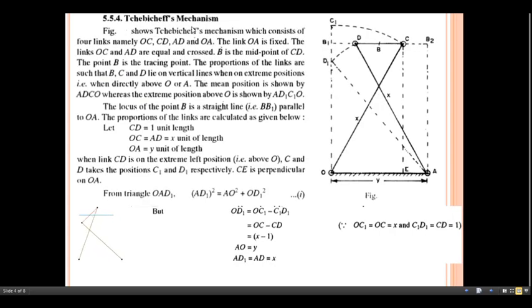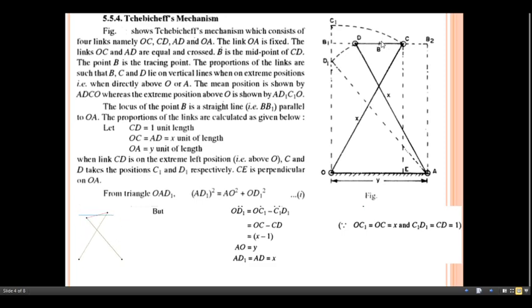Let us start with the next one, the Chebyshev mechanism. This diagram shows the Chebyshev mechanism. It consists of four links, namely OC, CD, AD and OA. The link OA is fixed. The links OC and AD are equal and cross. B point is the midpoint of CD. The point B is the tracing point.